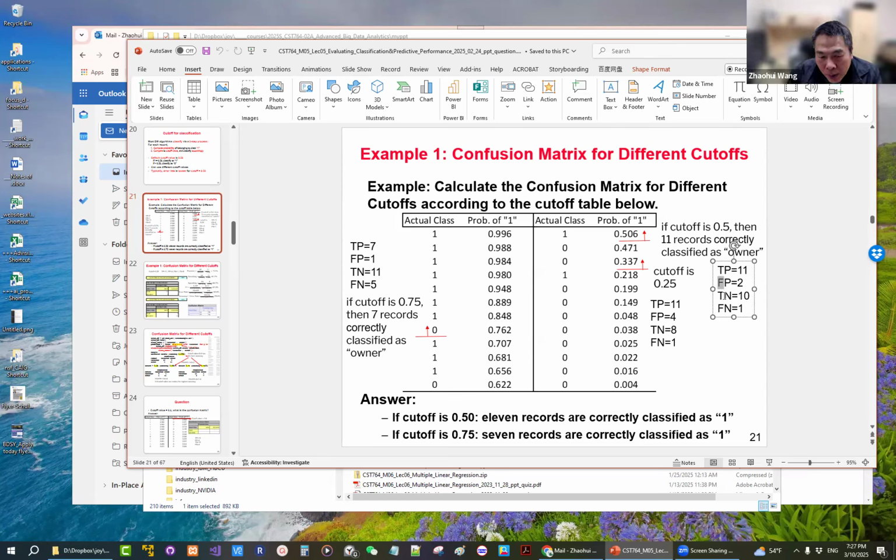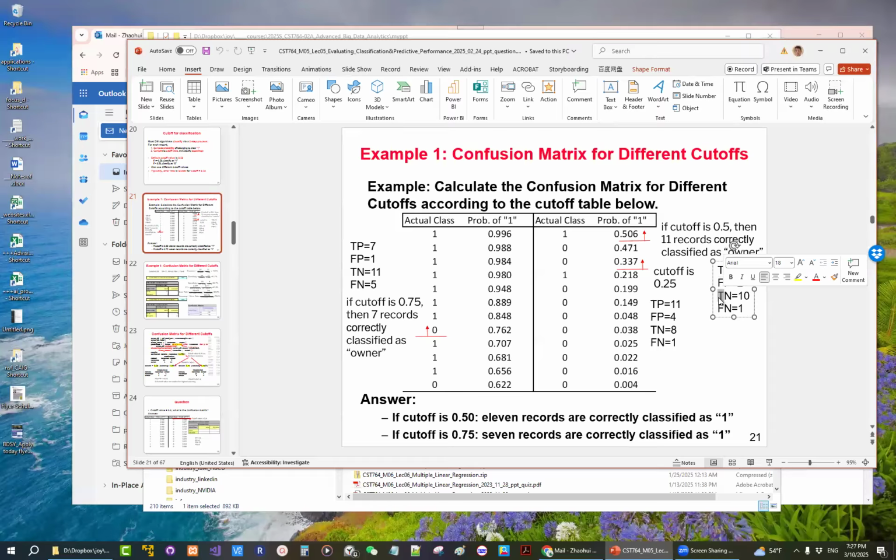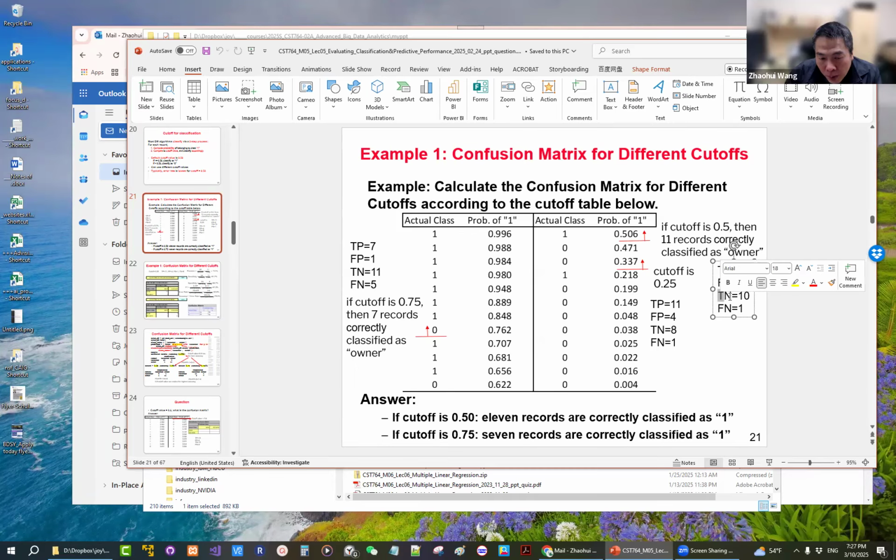For the true negative, the predicted value is 0. True means the predicted value is the same as the actual value. So for these cases predicted 0, the actual value is also 0. All the cases below this line are predicted to be 0, and those where the actual value is 0 number 1, 2, 3, 4, 5, 6, 7, 8, 9, 10. So the true negative will be 10.